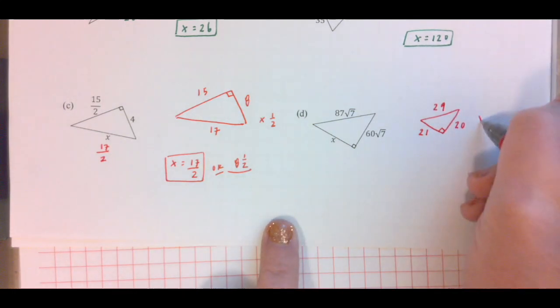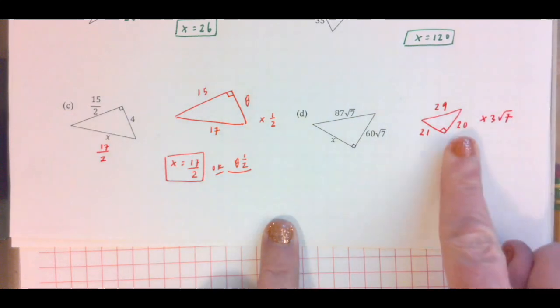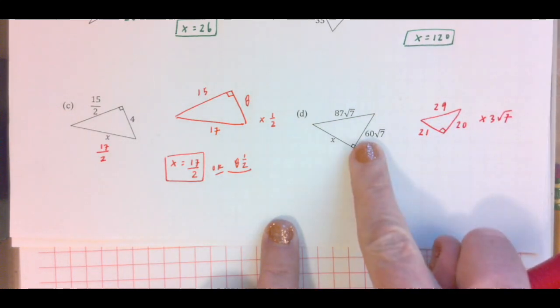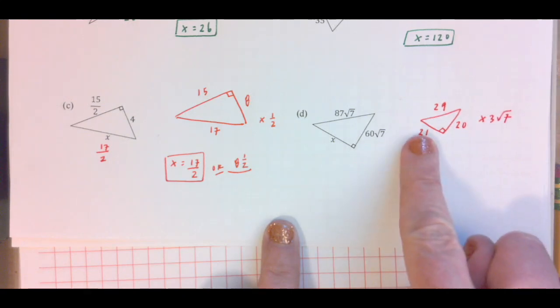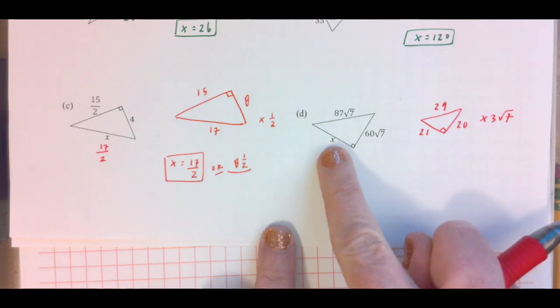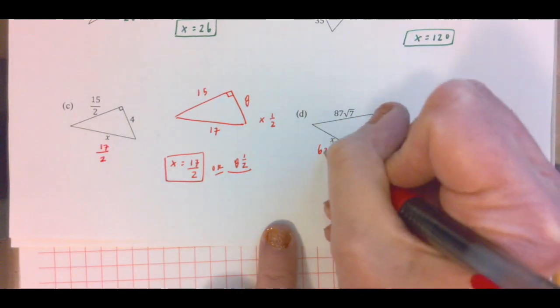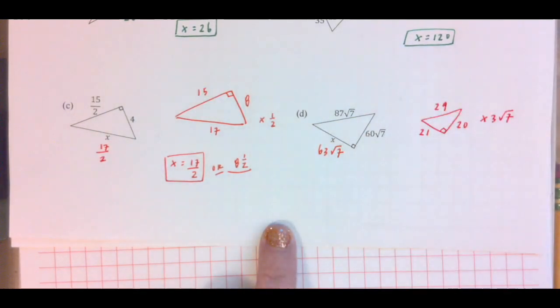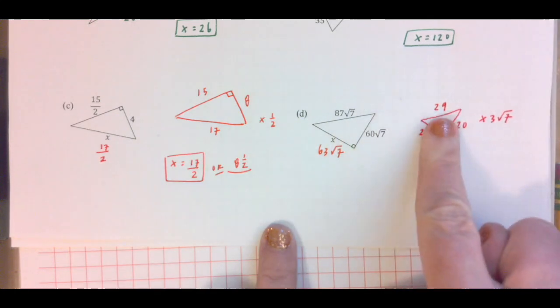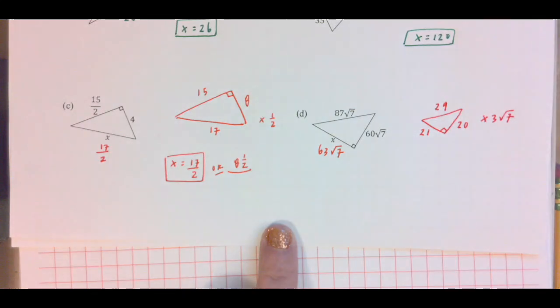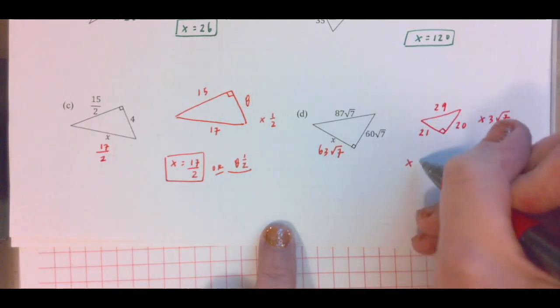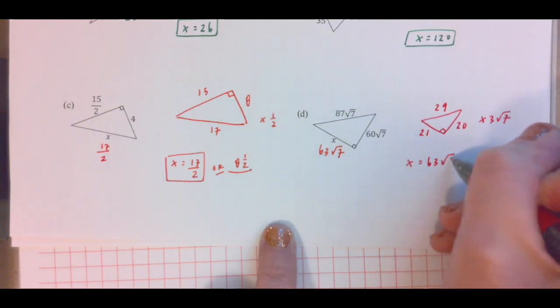But I've applied a multiplier of 3 root 7, right? 20 times 3 is 60, but also times root 7. So I get 60 root 7. 21 times 3 root 7 is what I'm solving for. So that must be the 63 root 7 right here. And if I double check that hypotenuse, I know that 29 times 3 root 7 gets me back to that 87 root 7. So my missing measure for x is 63 root 7.